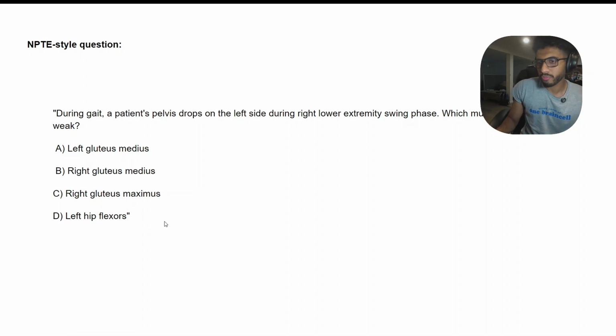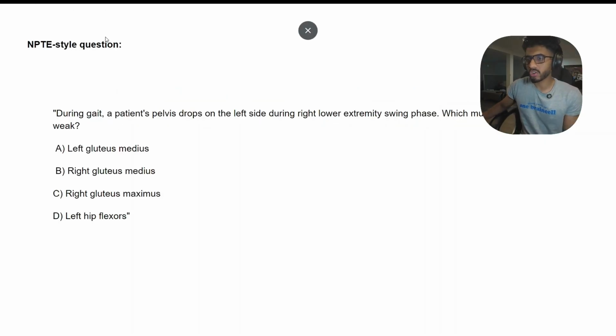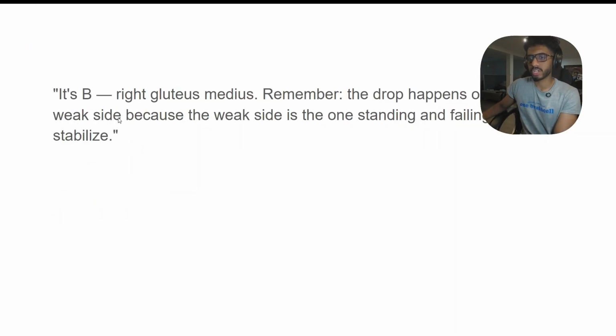On the count of 1, 2, and 3, we are going to the answer. It's B, the right gluteus medius. If the left side is dropping, the opposite side muscle is weak. Remember, the drop happens opposite the weak side, because the weak side is the one standing and failing to stabilize. The stance leg muscle will be the weaker one, opposite to the dropping hip.